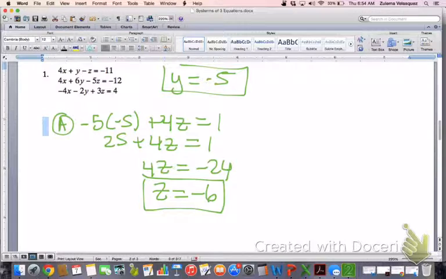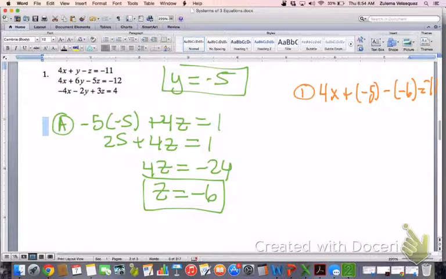And now we're on the last step, which is that now that we have z and y, we're going to go back to the original equations and plug in y and z and solve for x. It doesn't matter if you use equation 1, 2, or 3. Pick whichever one you want. I'll just pick the first one just for simplicity. So I'm just going to pick equation 1 and plug in those y and z. So we're going to get 4x plus y, which is negative, so I'm going to use parentheses, minus negative 6, use parentheses again, equals negative 11.